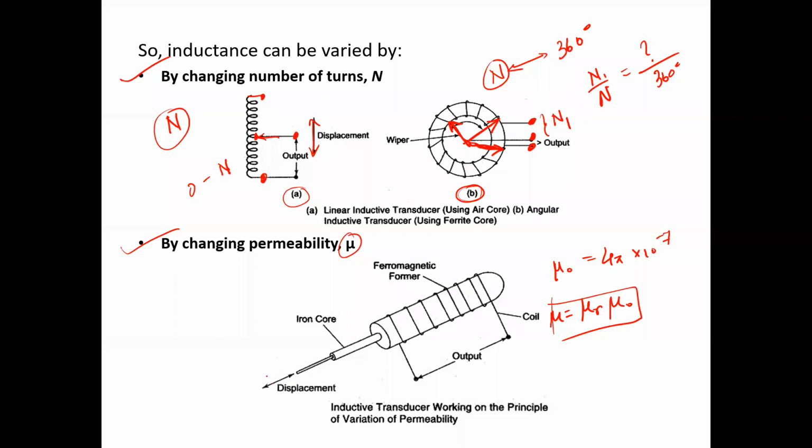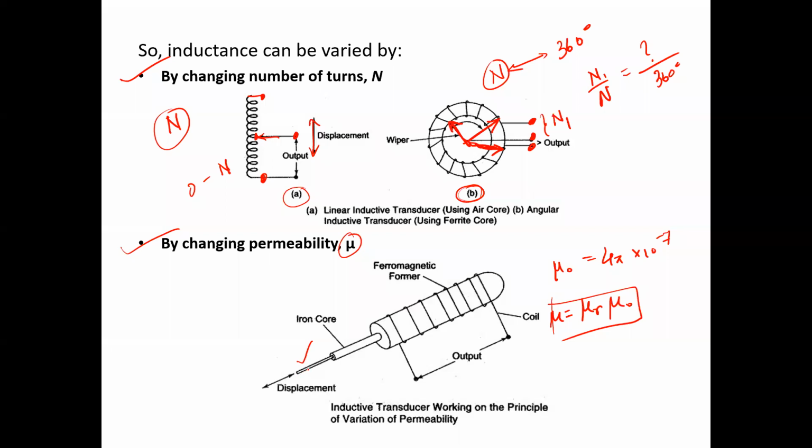So if any linear displacement in any physical quantity can be coupled with this shaft of this iron core through maybe some mechanical transducer, that will convert the variation in the physical quantity into variation in terms of displacement, so that displacement, or motion, will be transferred into this shaft of the iron core.